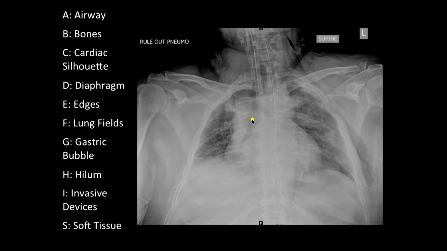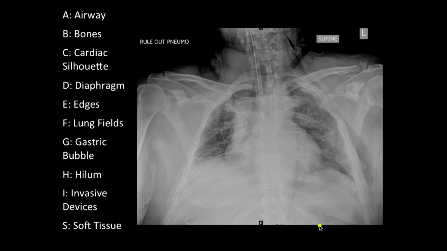The hilum, again, slightly difficult to appreciate in this patient, probably a little bit rotated, but we can see the left main pulmonary artery and you can see the right main pulmonary artery. Invasive devices, we've already talked about the satisfactory position of the endotracheal tube, and you can see the nasogastric tube. You can't see the tip of it on the film, but it's clearly below the left hemidiaphragm.